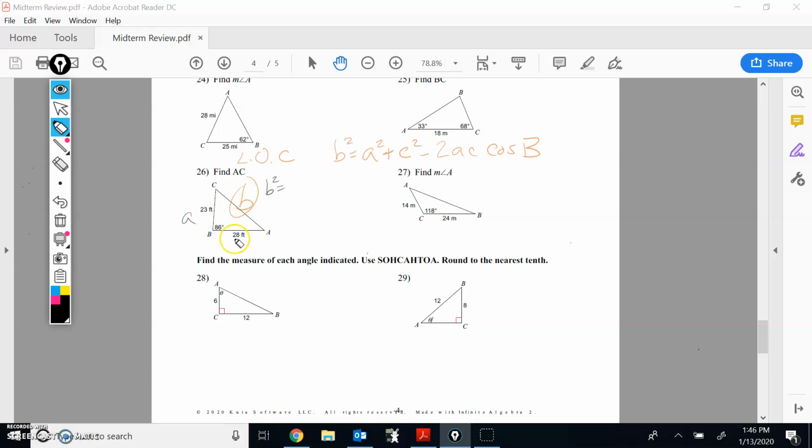A is right here. Here's c, by the way. So we have 23 squared plus c squared, 28 squared, minus 2 times a times c, and then times the cosine of b. We know the angle is 86. All right, let's do some simplification.